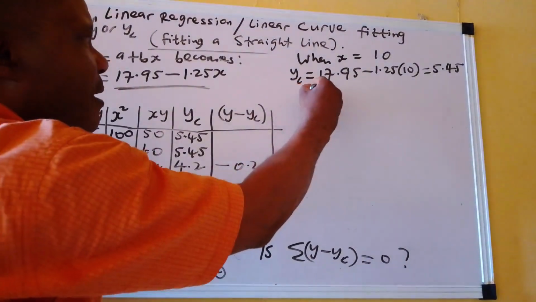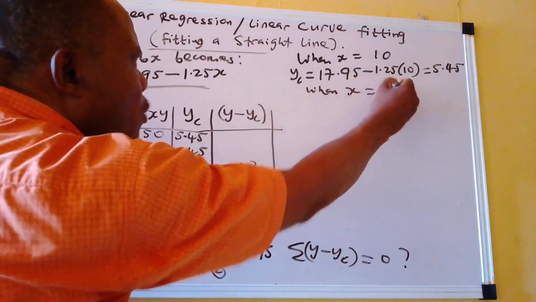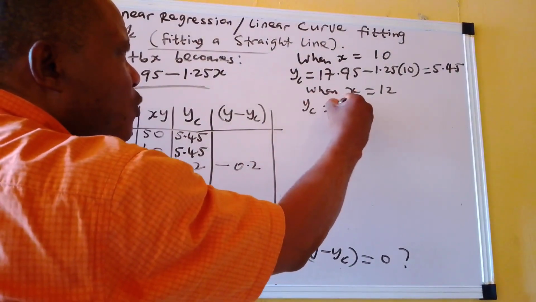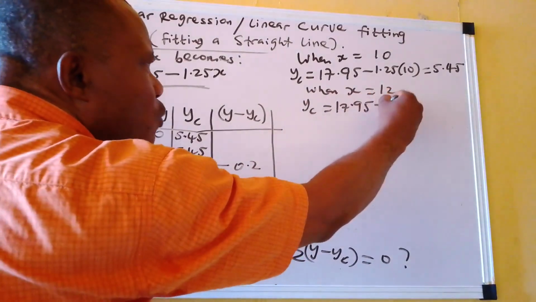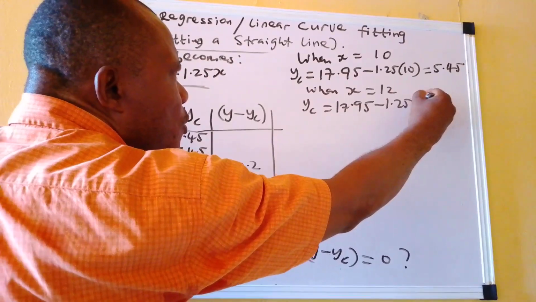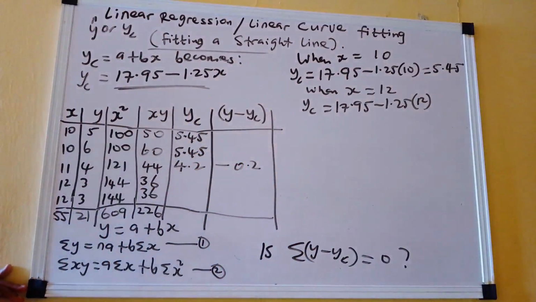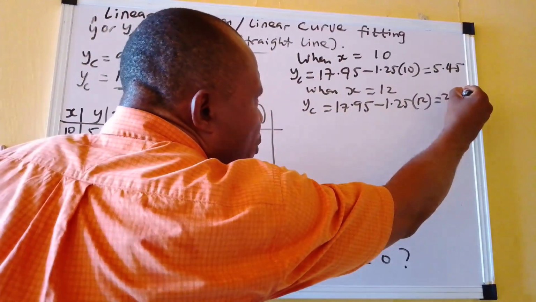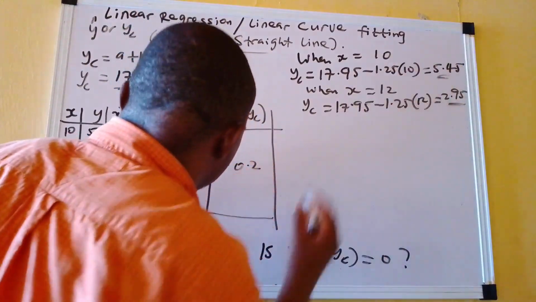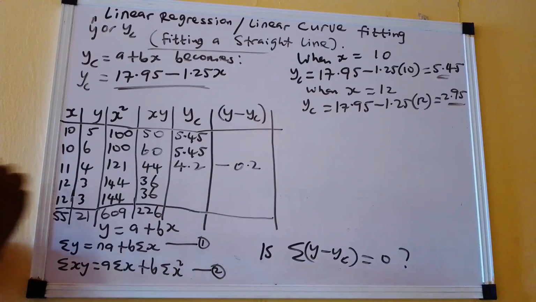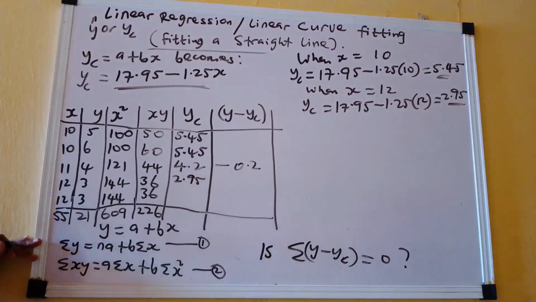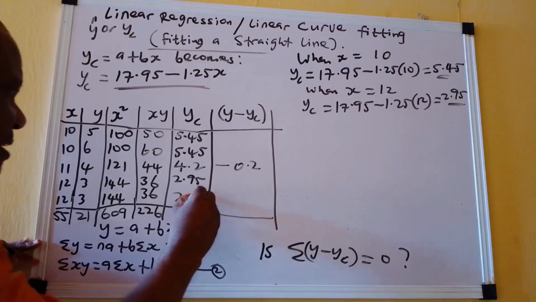Now let us also do when x is equal to 12. When x is equal to 12, our yc, the estimated y, will be equal to 17.95 minus 1.25 into 12. You carry out that arithmetic, and you are going to have 2.95. So when x is 12, you have 2.95.